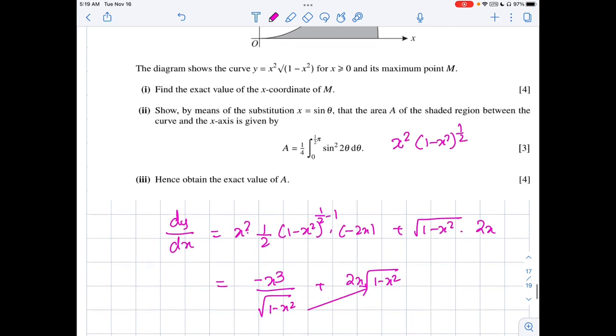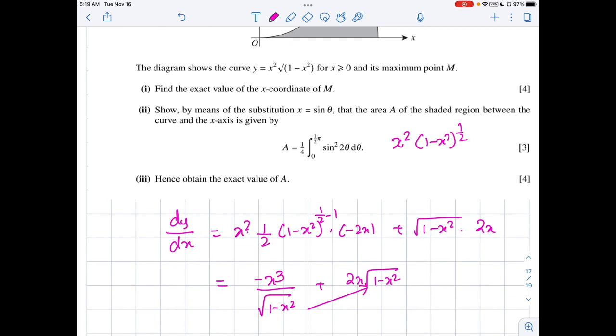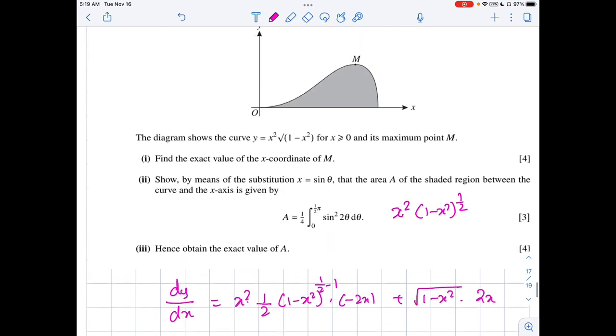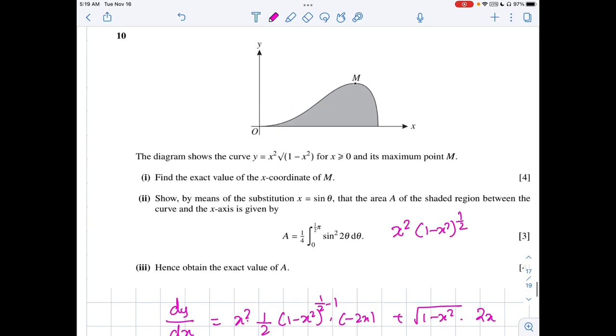Show by means of substitution x is equal to sine theta that the area of the shaded region between the curve and the x-axis is given by 1 upon 4 times the integral from 0 to pi by 2 of sine squared 2 theta.